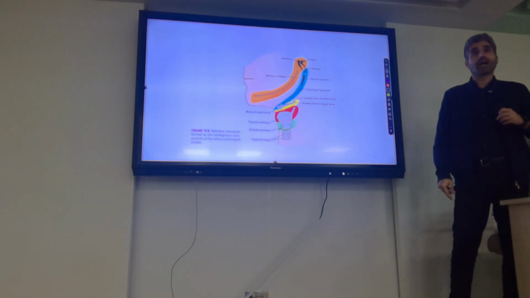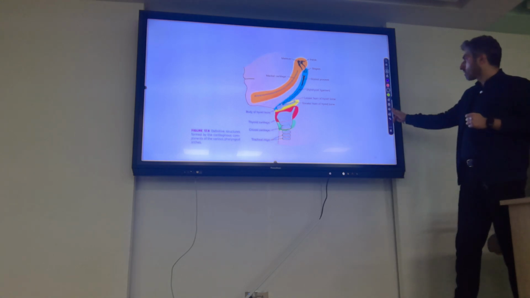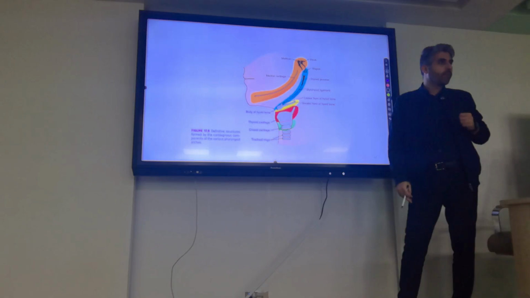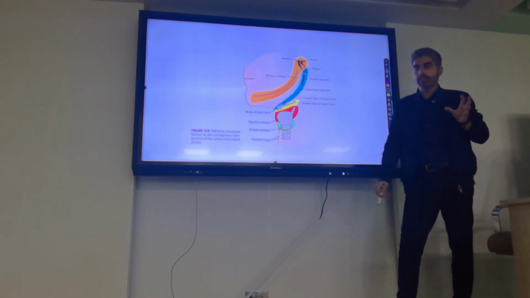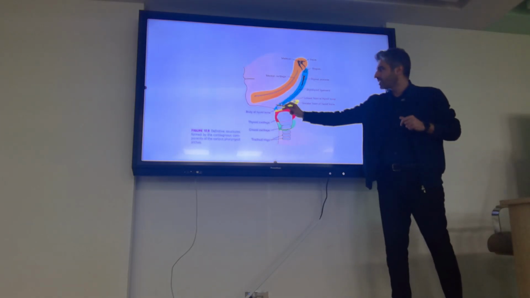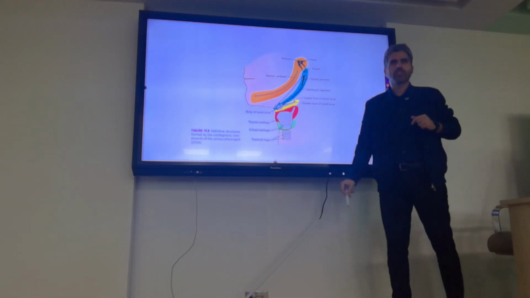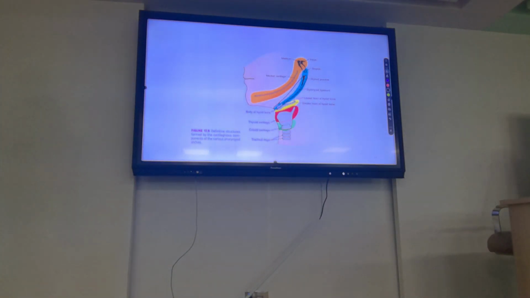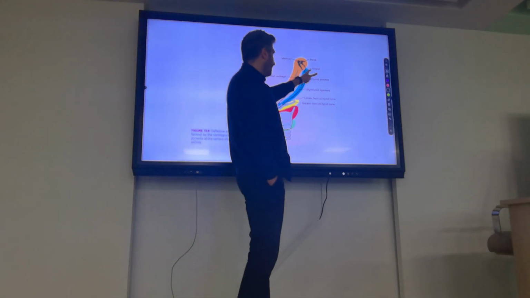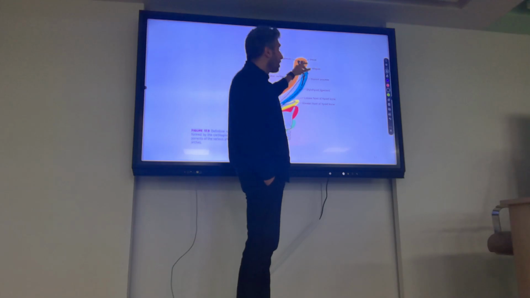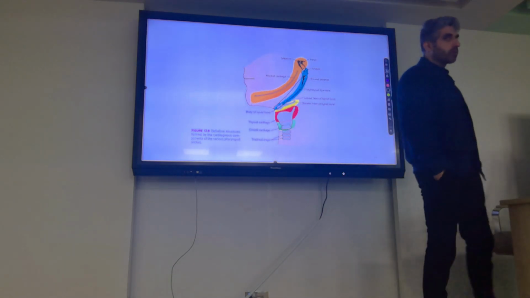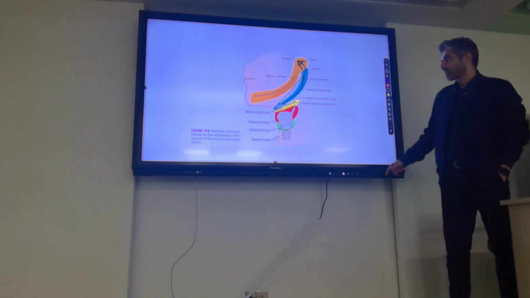The second arch also has cartilage. First arch, I told you, has one temporary cartilage, Meckel cartilage. The second arch cartilage is Reichert cartilage. Again, this one disappears and just makes the stapes, the third ossicle. You can see that the stapes is from the second arch, but the malleus and incus are from the first arch. They are made by the first arch.